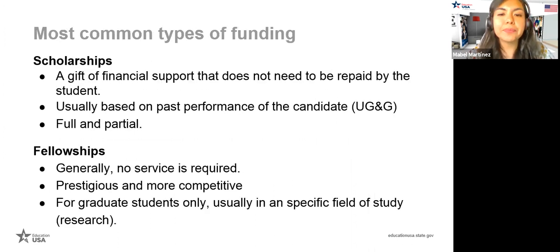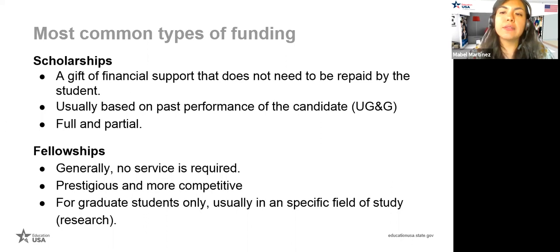Following on this idea of what types of financial aid are available at US institutions, I would like to explore with you some of the most common types. In the first place, we have scholarships, which are gifts or financial support, and they are usually granted to cover student tuition, academic fees, housing, textbooks, etc. One of the greatest advantages of scholarships is that they don't need to be repaid by the students. They can also be full or partial, and they are available for undergraduate and graduate students. Usually, they are granted based on the past experience or performance of the candidates.